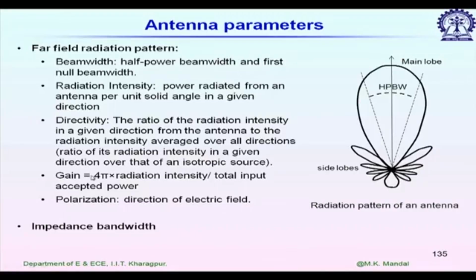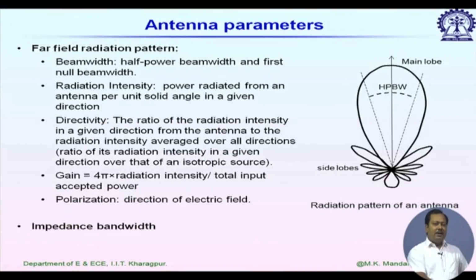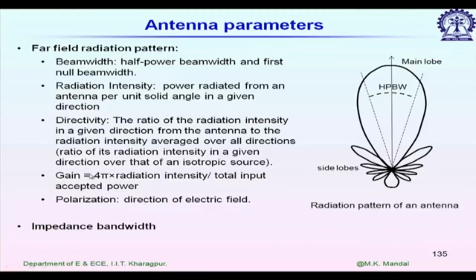Next, we consider another parameter, gain. When we define directivity of the antenna, we do not consider any loss inside the antenna structure, but in practice we have to face this loss. So, if we want to incorporate this loss in the directivity definition, we have to use what we call the gain of the antenna. This is defined as 4 pi times the radiation intensity divided by the total input accepted power.